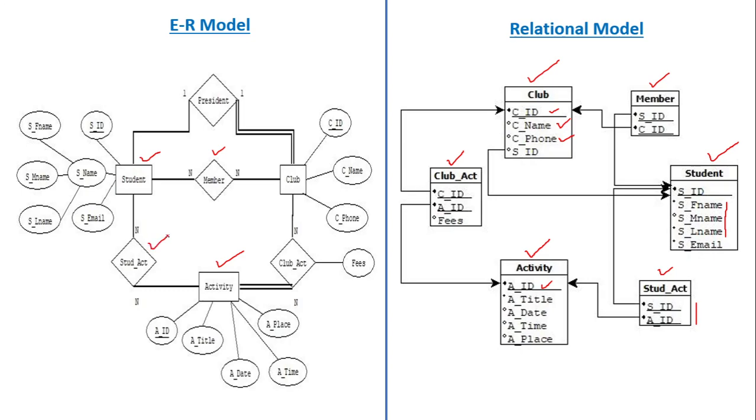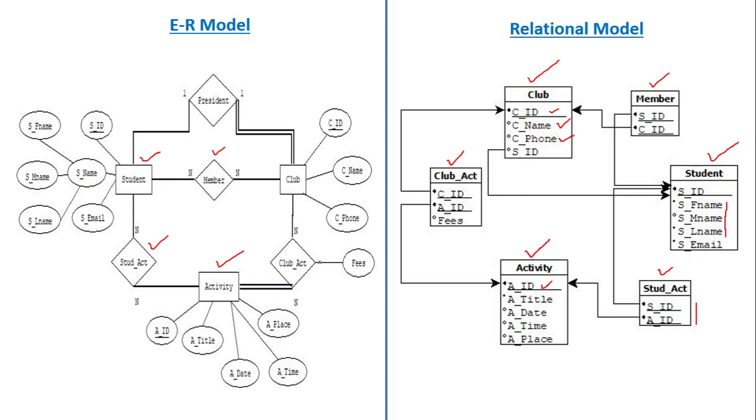Okay, now let us see this club act. Club act is the relationship between activity and club. Okay, and this is a many to many relationship. What does this mean, many to many relationship? This means that one activity can be organized by more than one club, and one club may have more than one activity, and that is why it is a many to many relationship set.